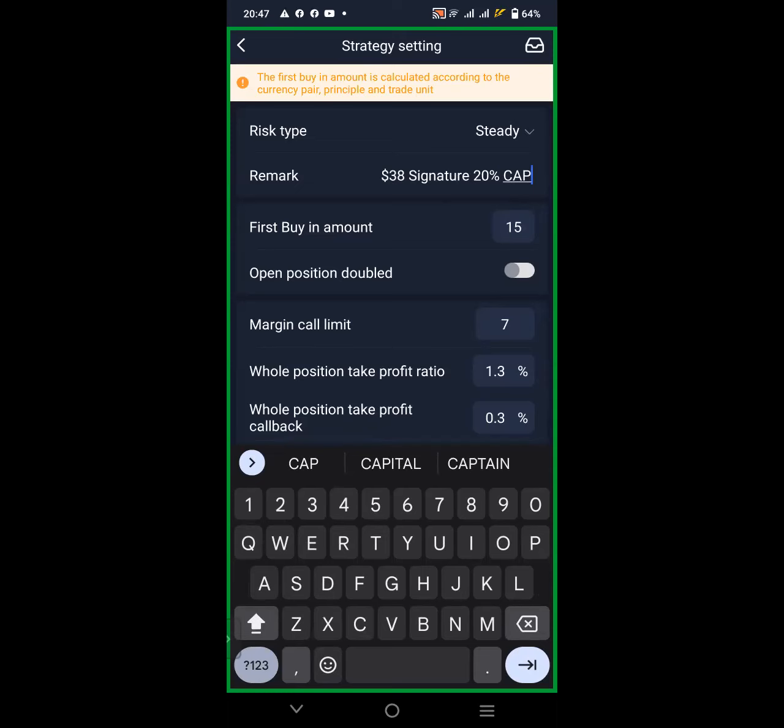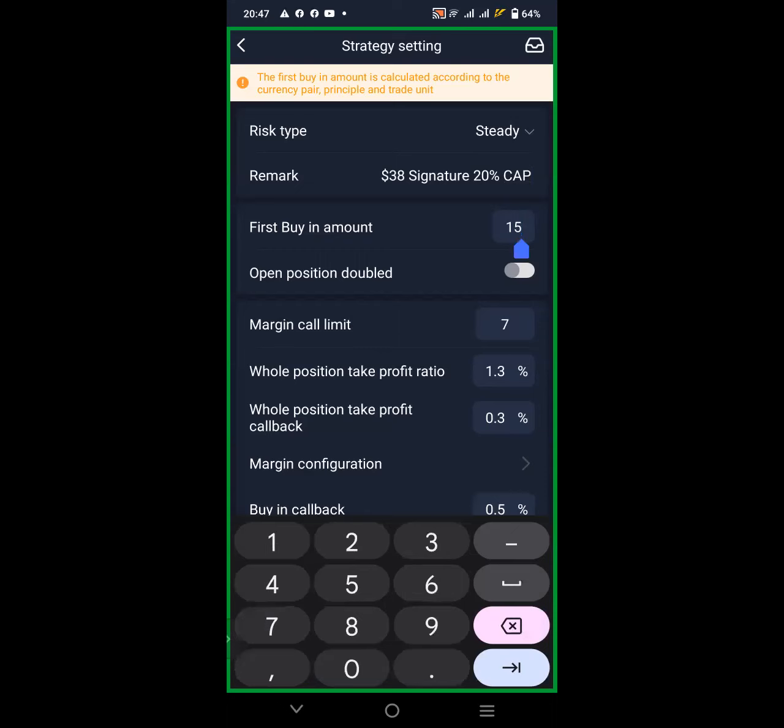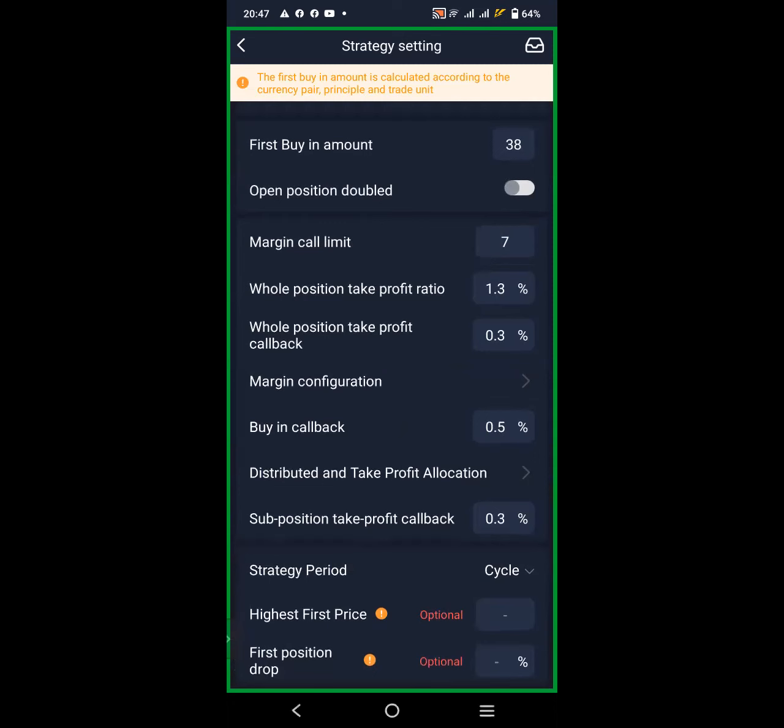Now, below there, we have first buy-in amount. First buy-in amount, ladies and gentlemen, is the amount that the robot will go into the market with. In this case, it is $38. Where there's 15, put 38. So open position double, we don't touch. If you activate that, it means instead of going in with 38, the robot will go for ×2. So we don't want that. So we don't touch open position double.